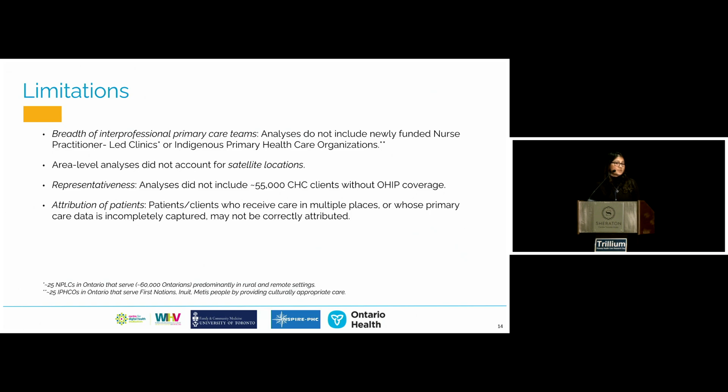And so our maps are slightly conservative in that they don't represent the full spread of team-based care across the province. We also did not take into account satellite locations of some of these organizations. So what we have illustrated on the map are main locations. So our results in terms of alignment with need are slightly more conservative. And with that, I'm open to questions.